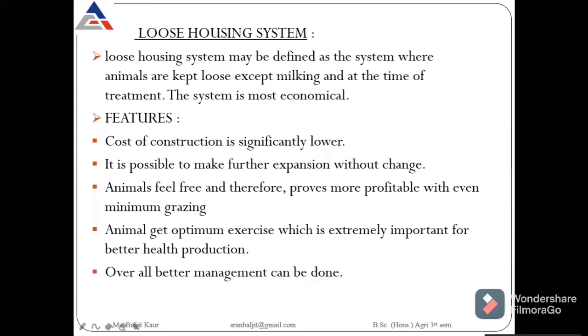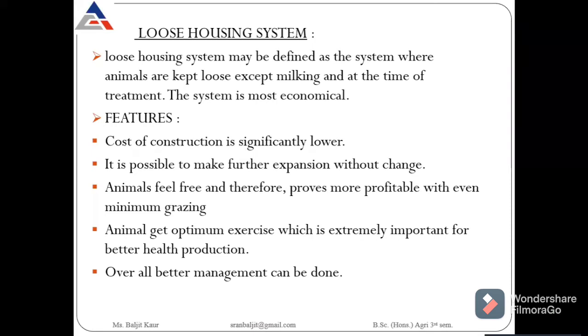Now, loose housing system. Loose housing system means that animals are kept loose. Only at the time of milking or at the time of treatment are they bound, but at all other times they are kept loose. This system is most economical because we do not need to maintain any kind of buildings or structures. So what are the features of loose housing system?